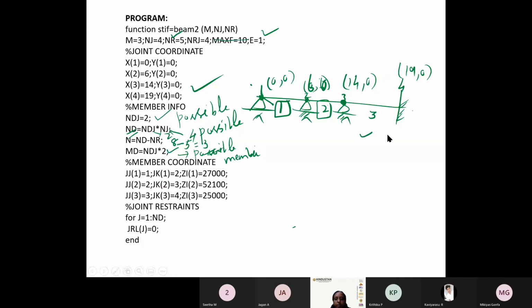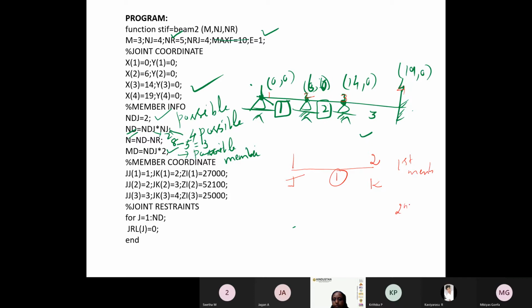How the member is being connected. That is, the first member is connected with the... how it is being connected. I'll represent this end as J and this end as K, J and K. So if you take the first member, it is connected with the node numbering. What is the node numbering? 1, 2, 3, 4. So the first member is connected with 1 and 2. This is the first member.